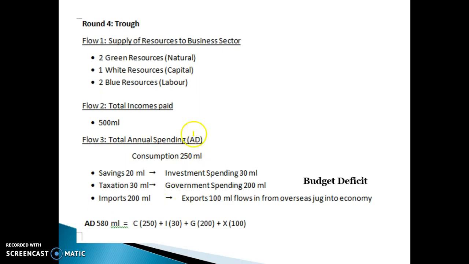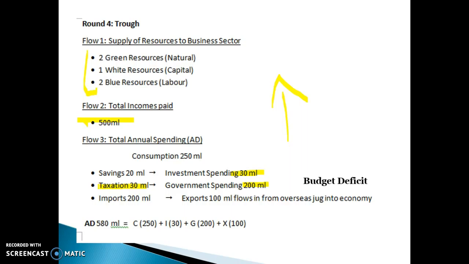Then we get a trough. Very few resources provided to the market. A low level of income is paid, low levels of production, low levels of income, low levels of demand. Consumption falls. Investment spending is really weak because firms aren't making much money. Government spending may be quite large though because they want to start to stimulate the economy. So they want to be spending money on infrastructure to boost aggregate demand. They might be giving tax cuts, so taxation is likely to be quite low. It's also going to be low because there's a lot of unemployment.